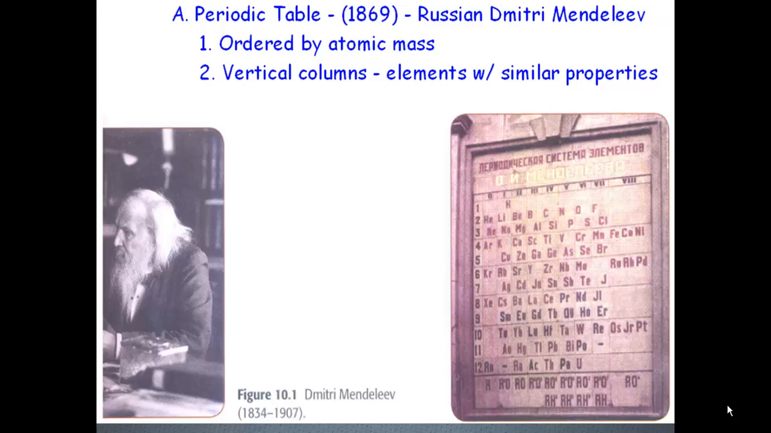Quick slides. First, it was originally organized by the Russian Dmitri Mendeleev. He ordered it by atomic mass, and by vertical columns with similar properties. You can see in the picture on the right, he had his elements: lithium, beryllium, boron, carbon, nitrogen, oxygen, fluorine in the second row. Oh no, sorry, not sodium. You can see there are some missing pieces, but it was a good start for the periodic table.